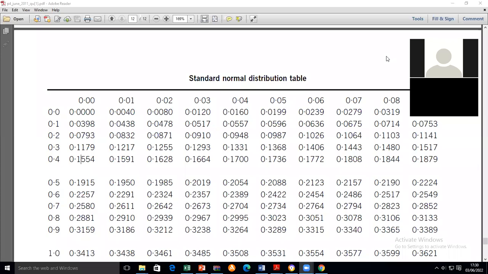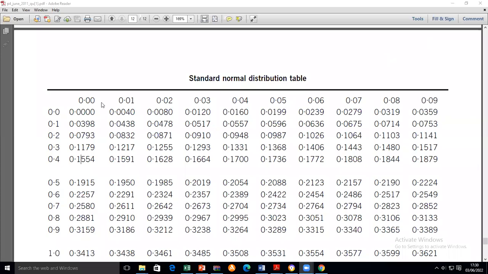0.19 here. Have you seen a 0.19? It's there. So remember to add the one.